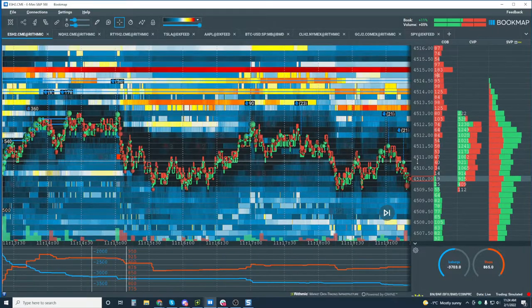All right, so now we have that data within our chart range. Here's our profile for it. Not getting too much from it. You know, most of it traded up here and some in here, but it's all pretty equal. Not getting too much from it.